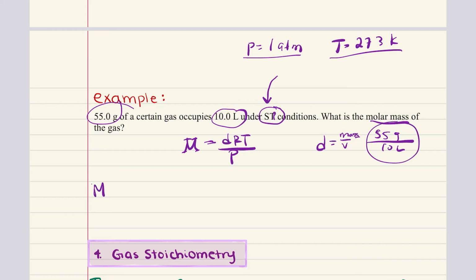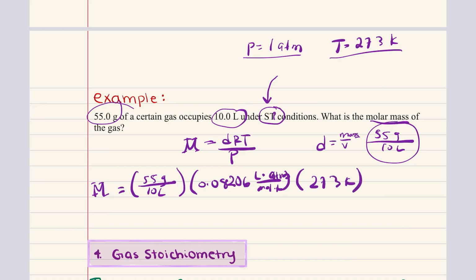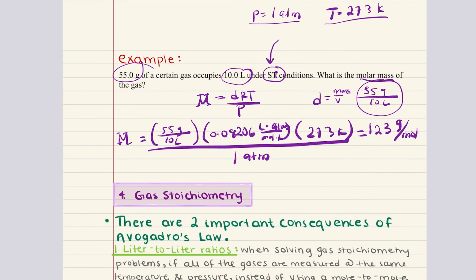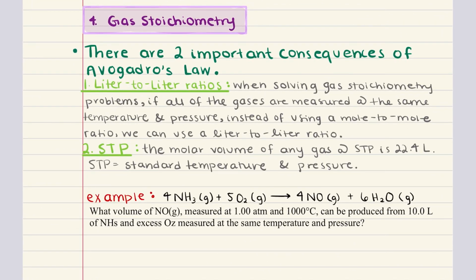We can write molar mass is equal to density, which is 55 grams over 10 liters, multiplied by our gas constant, which is 0.08206 liters times atmosphere over moles times Kelvin, multiplied by temperature, 273 Kelvin, over 1 atmosphere. Plug this into a calculator, we get 123 grams per mole. There it is, our molar mass for this gas. With that, we can move into objective 4, all about gas stoichiometry.